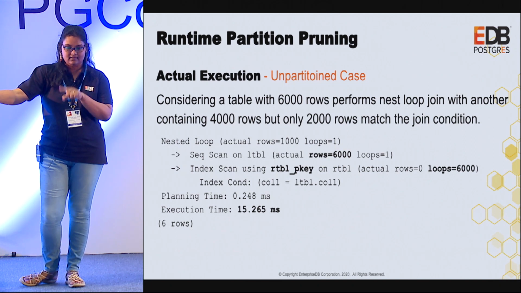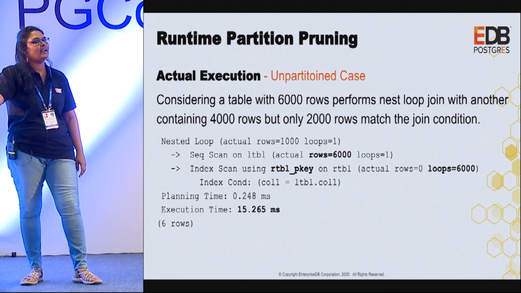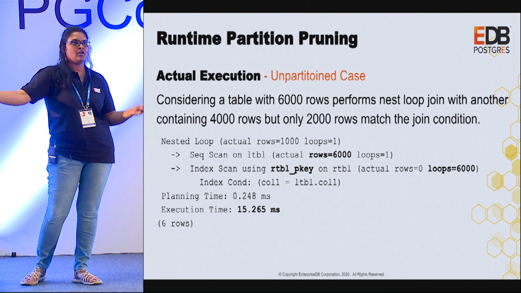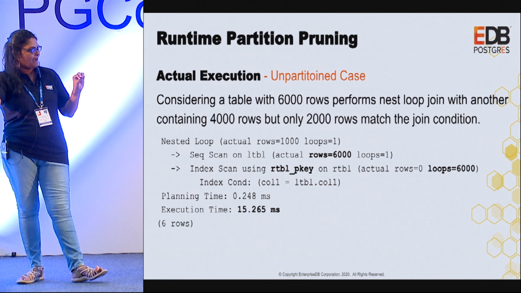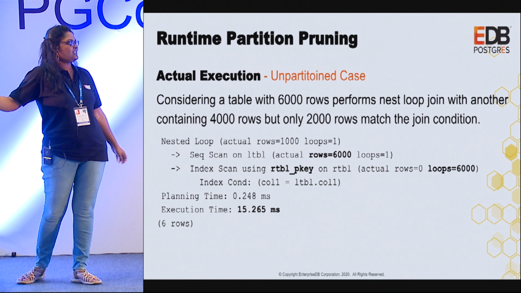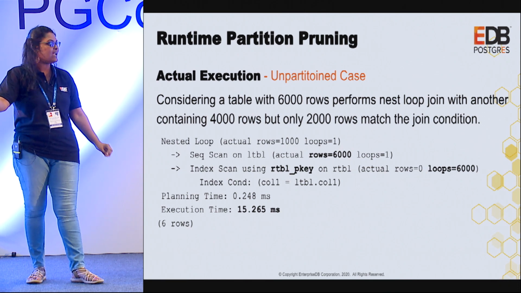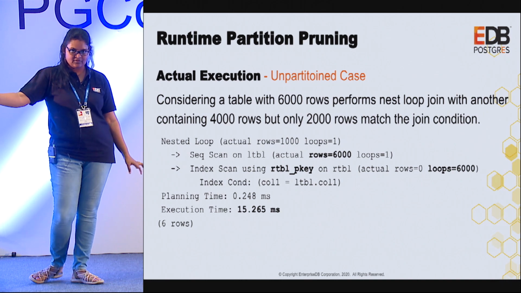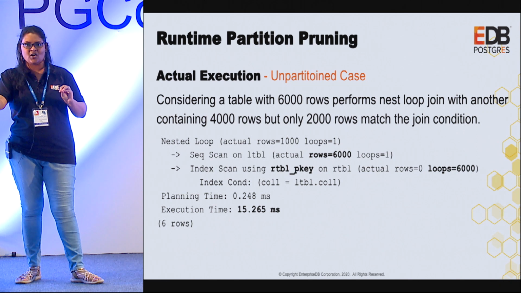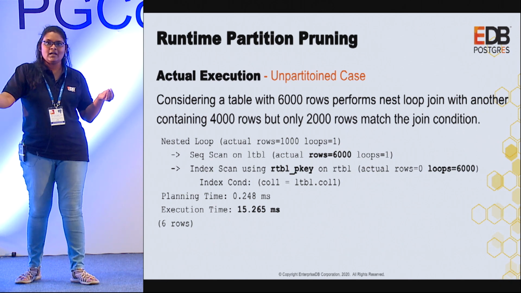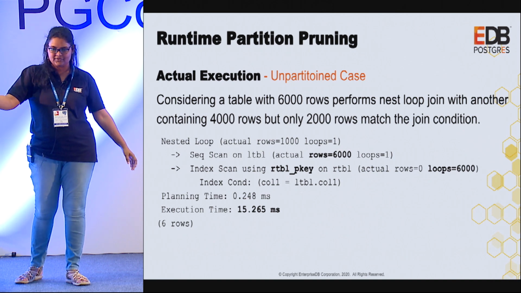This is the actual execution case, the second type of runtime partition pruning that can occur. This happens when you're using nested loop joins. I'm going to first talk about the unpartitioned case and how it behaves. I have two tables, one containing 6,000 rows and another containing 4,000 rows. But only 2,000 rows satisfy the join condition, column 1 equal to column 2 in the second table.